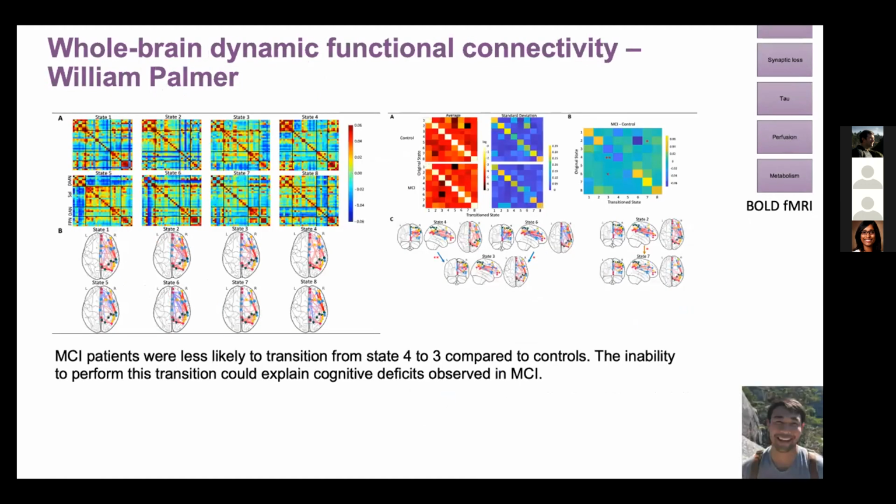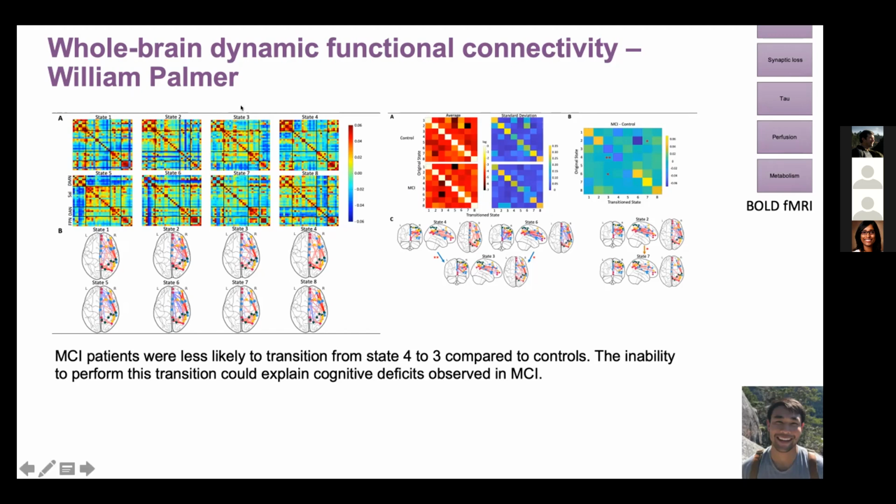This is similar work that my RA, William Palmer, extended to look at the whole brain dynamics. And what he found is that in this experiment, this is ADNI data, if you look at all the different brain regions, they go through these 8 stages. And these stages are represented here in figure B. And what he showed is that in the MCI population, the brain continuously goes from one state to the other. It is not necessarily 1 to 2 to 3 to 4, but it is a pattern.